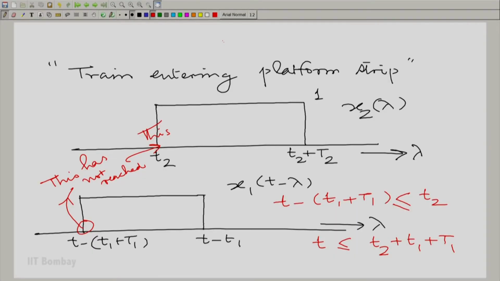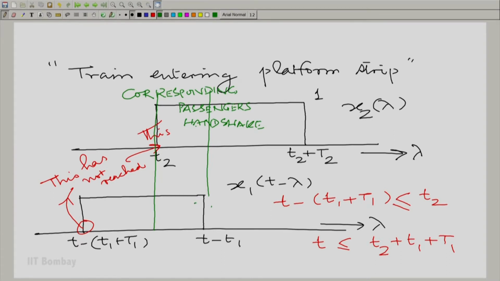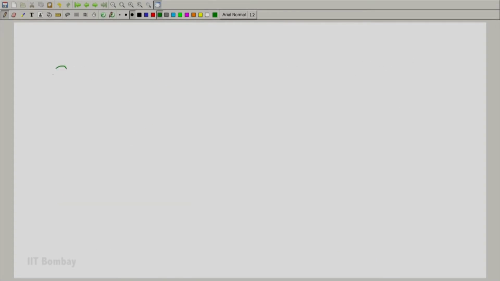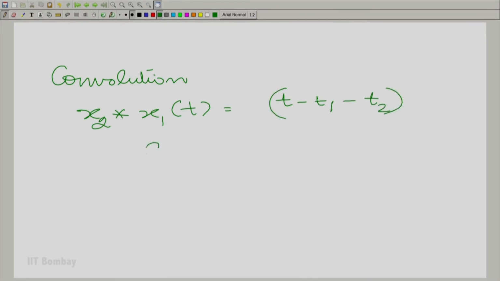We need to do the handshakes of corresponding passengers. Where are the corresponding passengers? Let us mark. So, this is the region of corresponding passengers, only the green belt. And when you multiply the functions only in the green belt and integrate over that green belt, how much do you get? When you multiply them, you get essentially 1 into 1, and you are integrating them essentially from t2 to t minus t1. So, what do we have here? The convolution x2 convolved with x1 evaluated at t is t minus t1 minus t2 for all t less than or equal to t2 plus t1 plus capital T1 and starting from t1 plus t2.